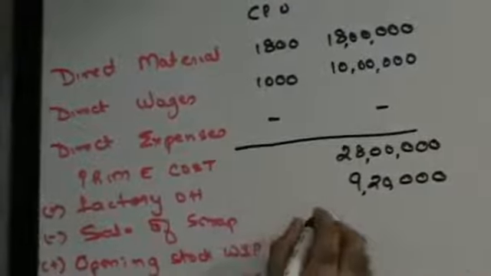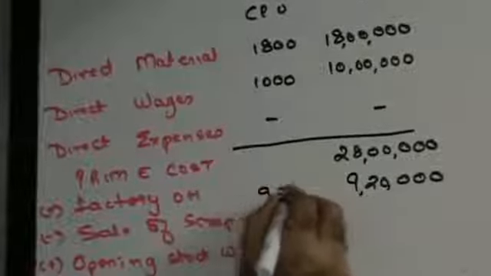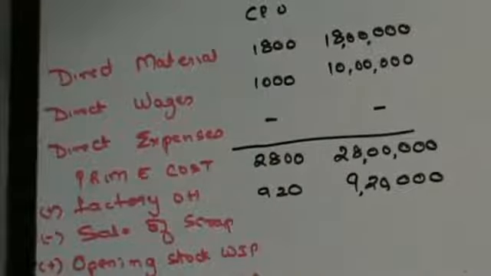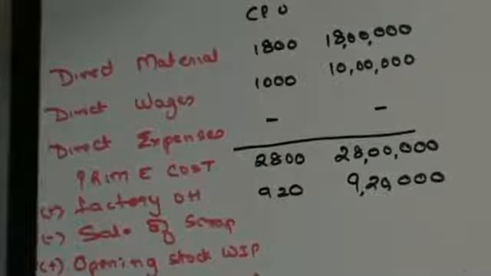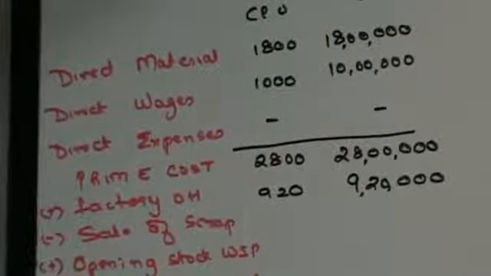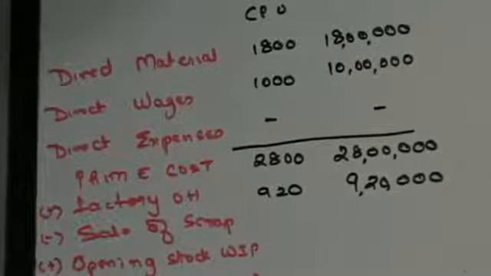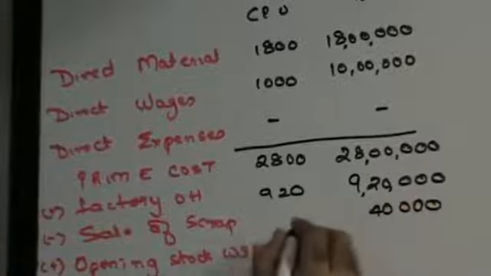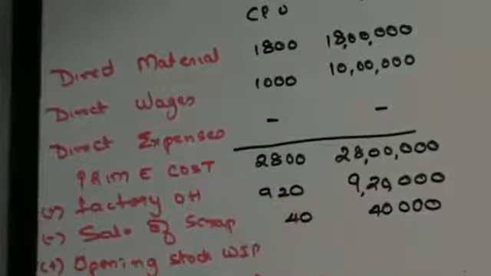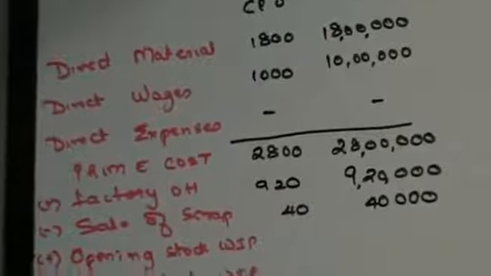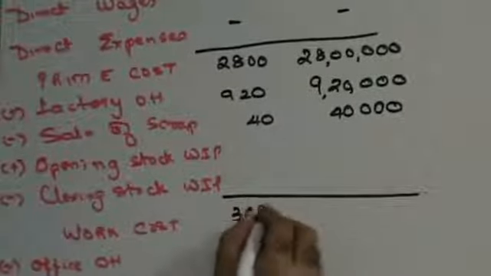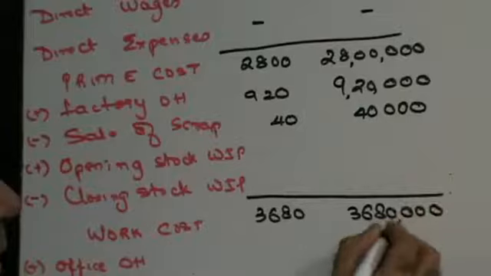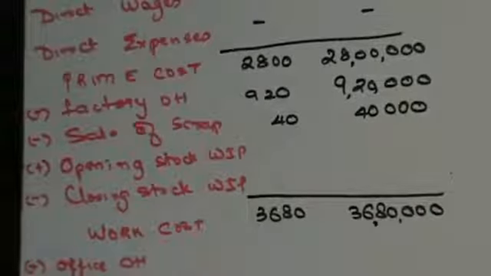Divide by 1000 is going to be 920. Okay, we didn't write this. This is 2800. Then there's some sale of scrap. Sale of scrap is 40,000. So this is going to be 40. So in which case, someone needs 3680. 3680 and 3 more zeros, 36,80,000. That's my work cost.